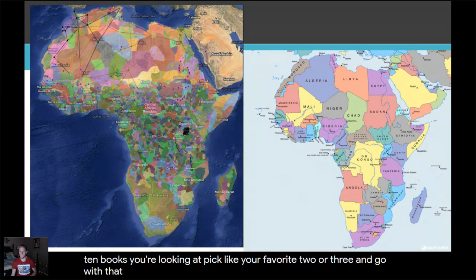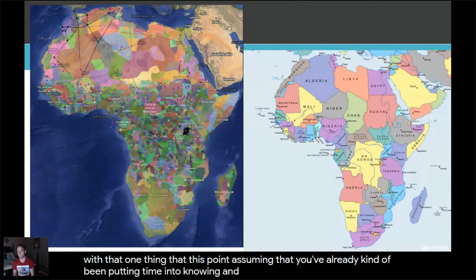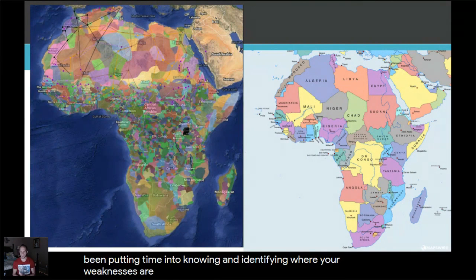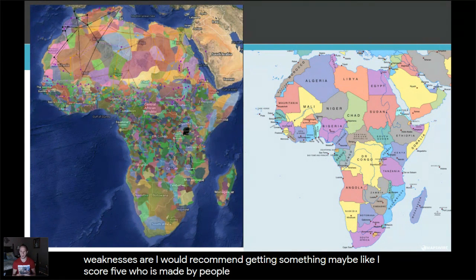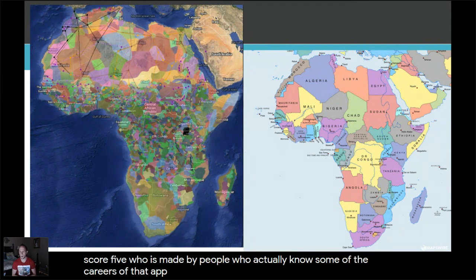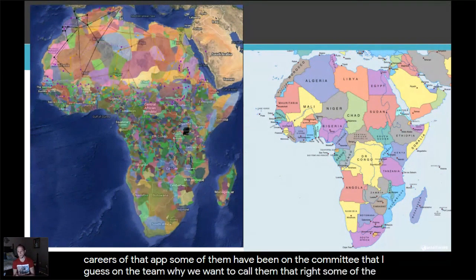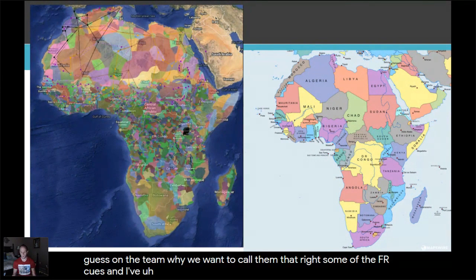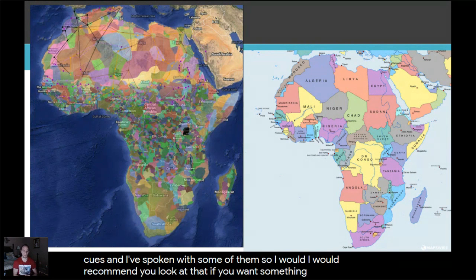One thing, at this point, assuming that you've already been putting time into identifying where your weaknesses are, I would recommend getting something maybe like iScore 5. It's made by people who I actually know some of the creators of that app. Some of them have been on the committee, or the team, whatever you want to call them, that writes some of the FRQs, and I've spoken with some of them. So I would recommend looking at that if you want something aside from this as well.